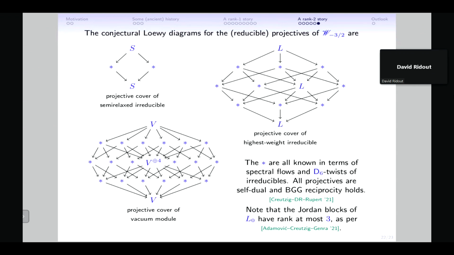So, here all of these projective covers are self-dual, and this is easy to see on the quantum group side because we have the duality functor, and the irreducibles are all self-dual, so the projective covers are. Why should this be true at the VOA level? Yeah, I don't think I have a good answer to that.